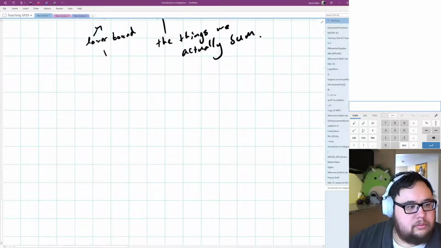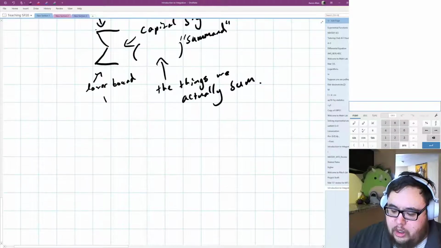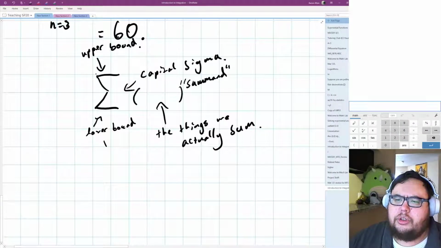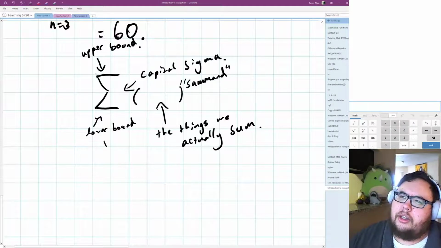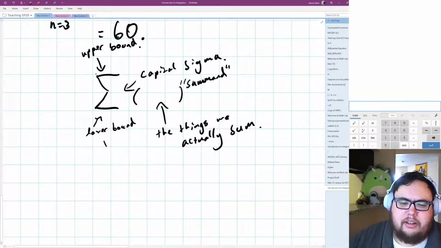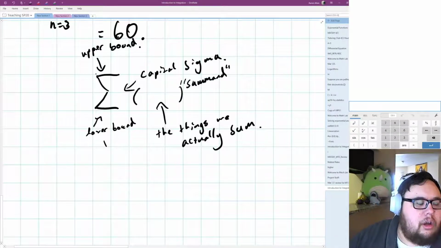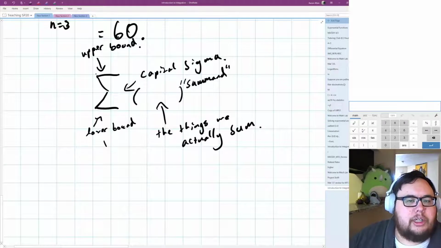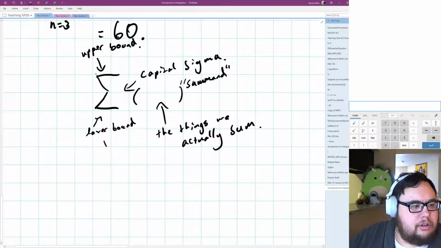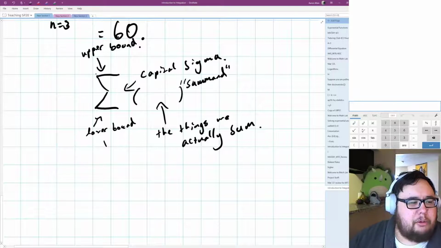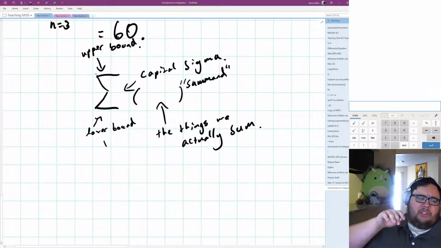Will we always be given the upper and lower bounds? Kind of, yeah. The upper and lower bounds are not always going to be a number, unfortunately. The lower bound will almost always be a number. For us in this class, the lower bound is pretty much always just going to be 1. The upper bound is a little trickier. We'll see in just a second that the upper bound is going to be something that changes.